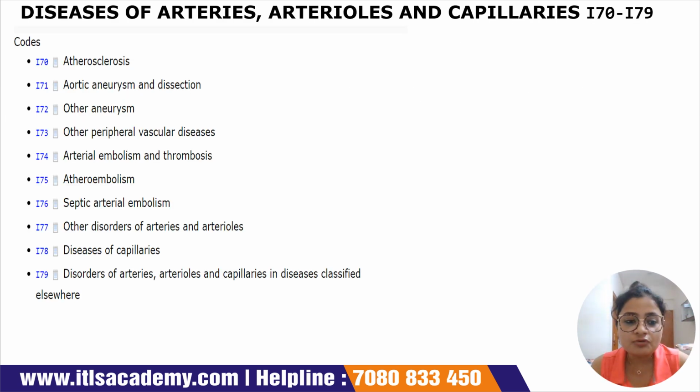Okay. Moving on to the next important set of subcodes that we have, that is I70 to I79, and they are referring to diseases of arteries, arterioles, and capillaries.